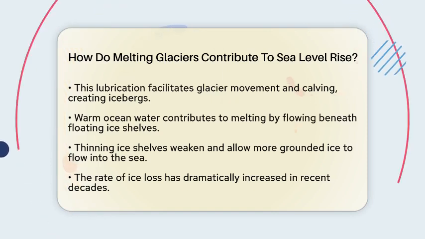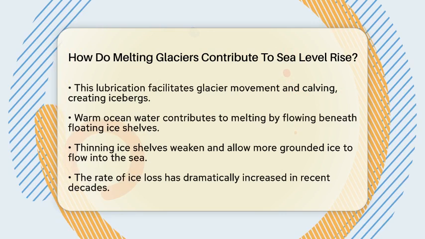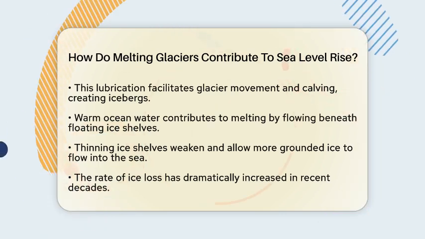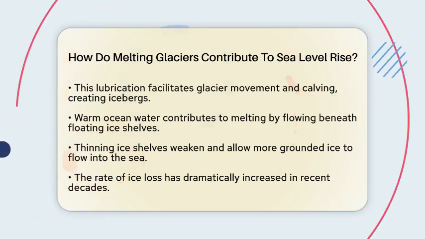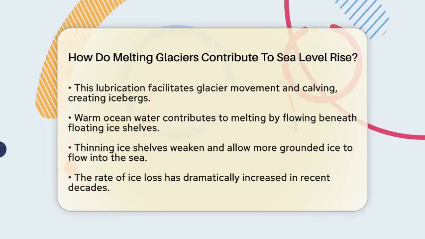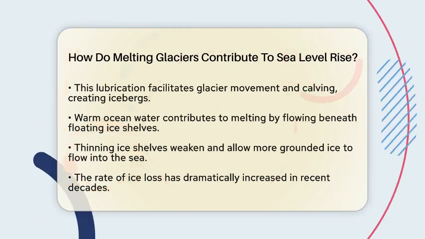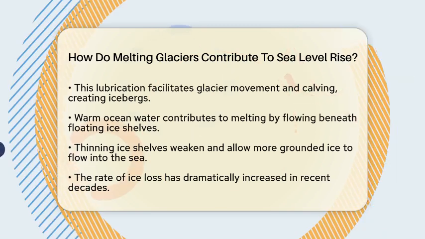In areas like West Antarctica and Greenland, warmer ocean water flows underneath floating ice shelves, which are extensions of glaciers that sit over the ocean. This warm water melts the ice from below, weakening the ice shelves. When these shelves thin out, they can no longer hold back the grounded ice on land. This leads to faster glacier flow into the sea and more ice loss.